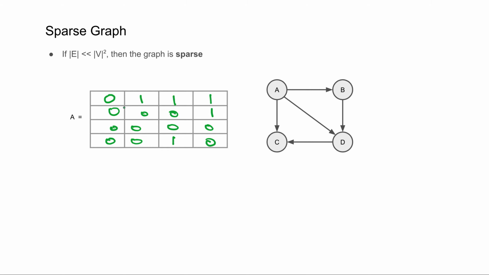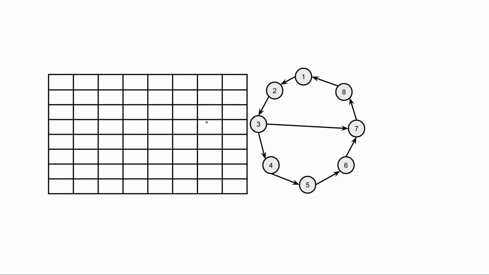Okay, so if you look at this graph, you have around 4 into 4, 16 possible edges, but you have only 5 edges filled. Okay, so this can be taken as an example for a sparse graph. So for a sparse graph, if the number of edges are very less than the number of vertices, then that graph can be called as a sparse graph. And we will see another example.